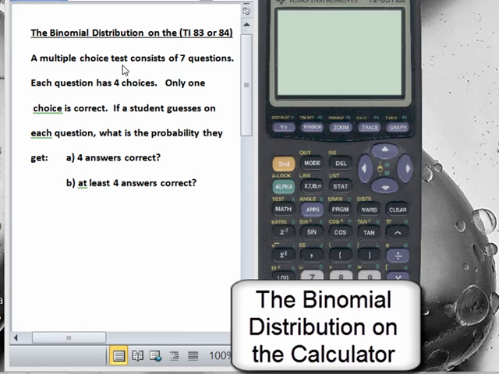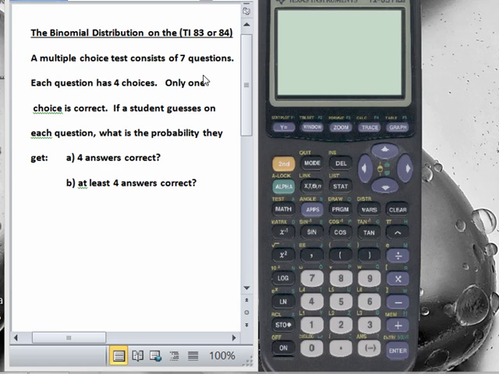A multiple choice test consists of 7 questions. Each question has 4 choices. Only one choice is correct. If a student guesses on each question, what is the probability that they get A, 4 answers correct and B, at least 4 answers correct?